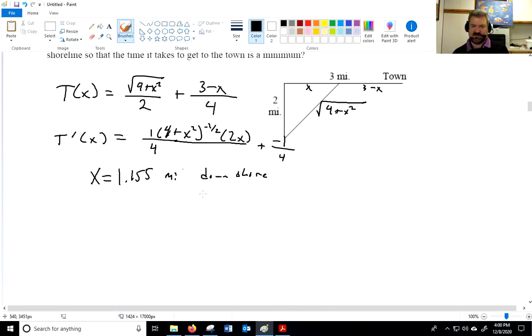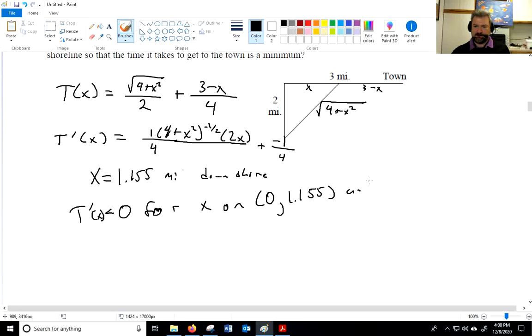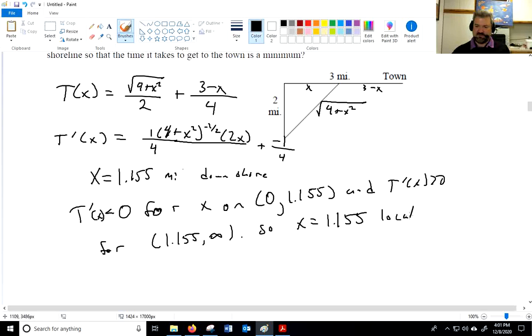And we would say the same thing on this one. We would say that t prime is less than 0 for, I'll use intervals here, for x on 0 to 1.155, and t prime of x is greater than 0. And we saw that in the graph. It went from below to above for 1.155 to infinity. So x equals 1.155 must locate a minimum of t.